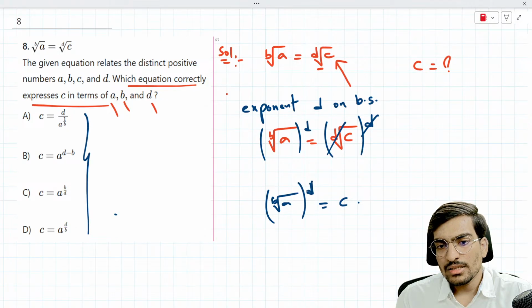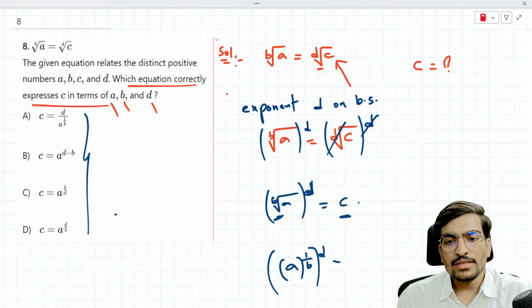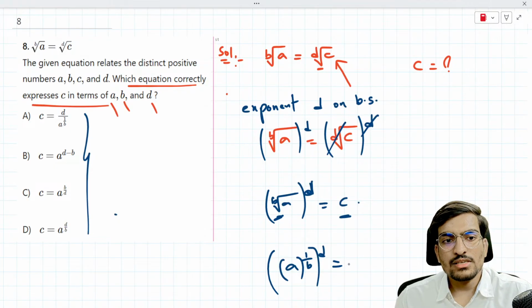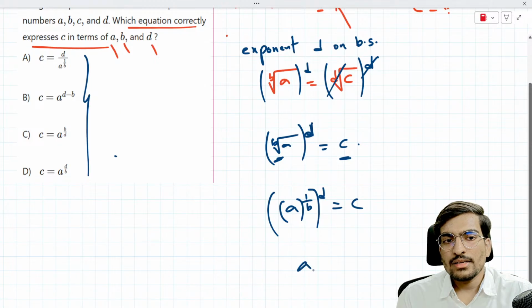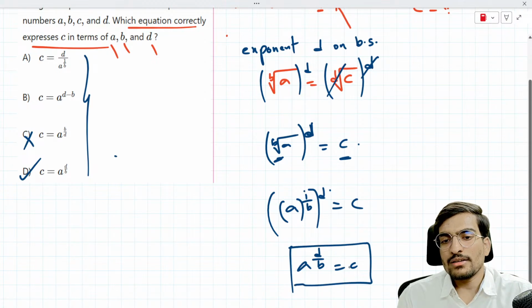Again, there is no root in the options, but here we got the C value, so we have to remove that. How can we do it? A raised to the power of 1 by B, whole raised to the power of D. So A raised to the power of D by B equals C. D by B is option D, not C. D will be in the numerator, B in the denominator.